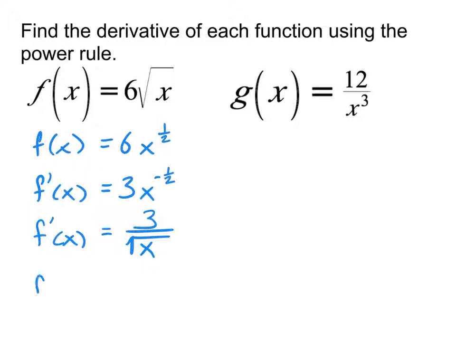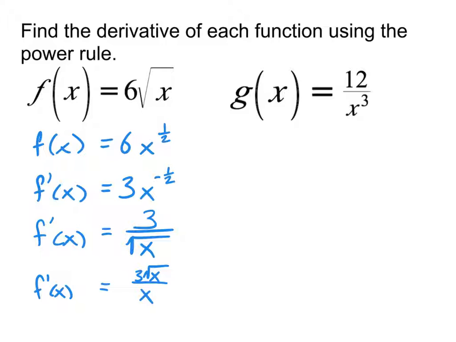Now, if you want to get extra fancy with it, and no, I'm not worrying about us doing this too much right now, but we could go ahead and rationalize the denominator as well. If you did that, you would have 3 root x over x. That technically would be our most simplified form of this answer. All right, now on to g of x, next to it there.